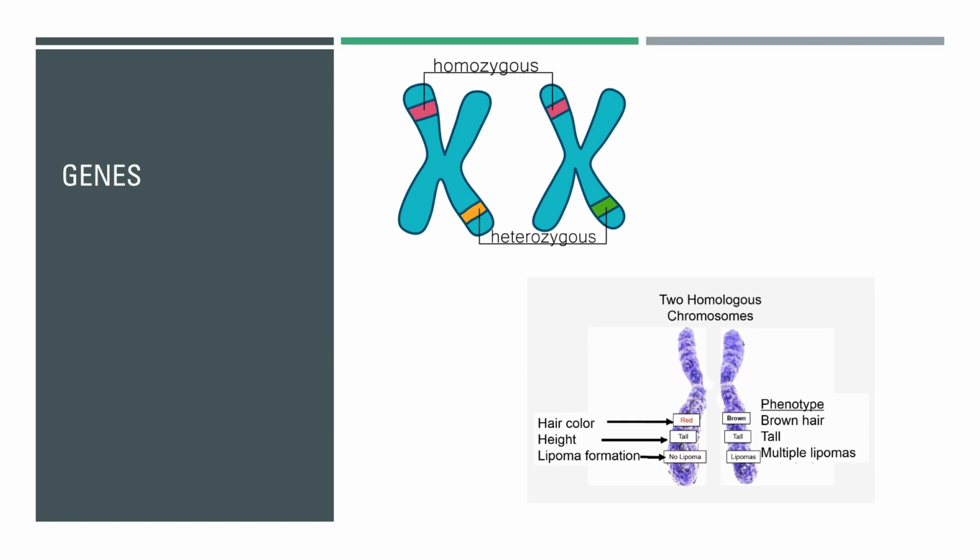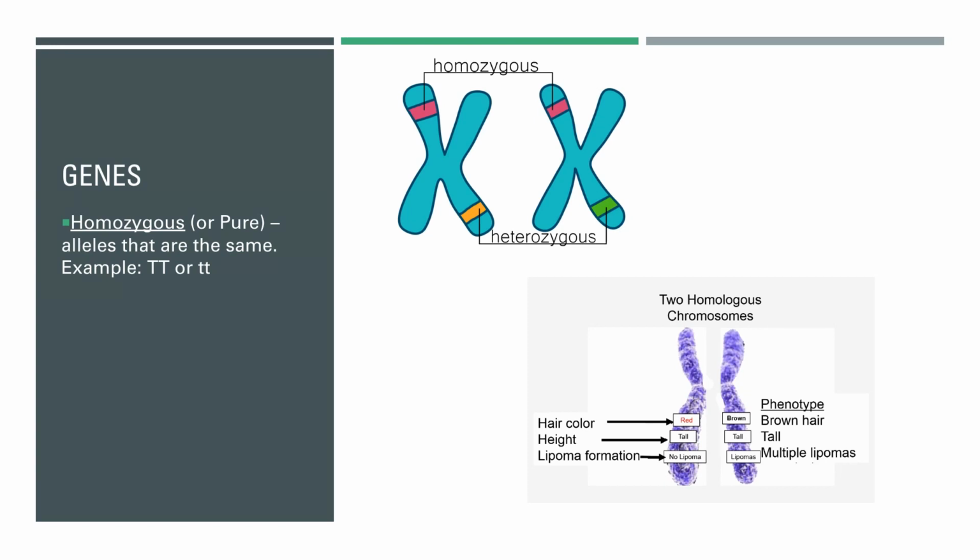We also have what are called homozygous and heterozygous situations. A homozygous situation is when both alleles are the same. Up here we have the situation where we have these two reddish colored genes that are the same, or the alleles that are the same.